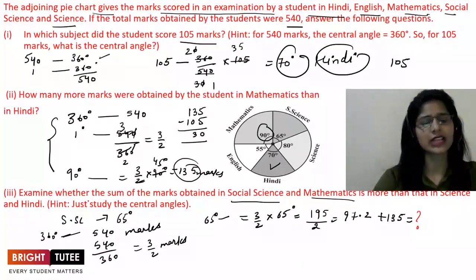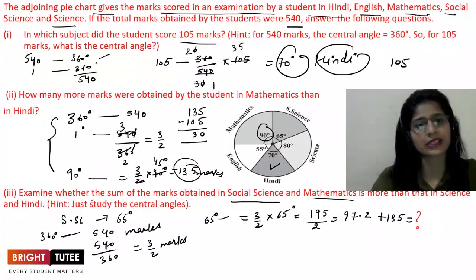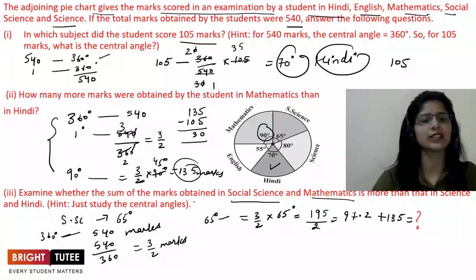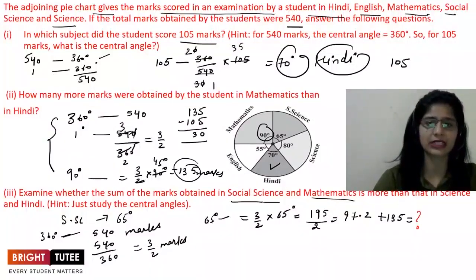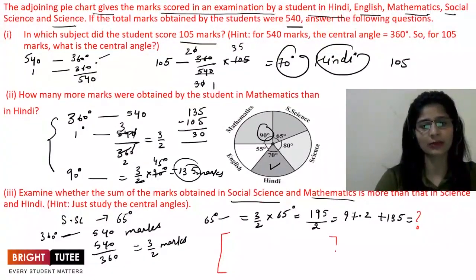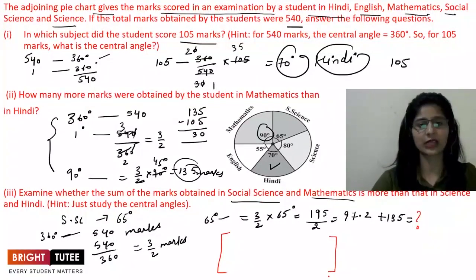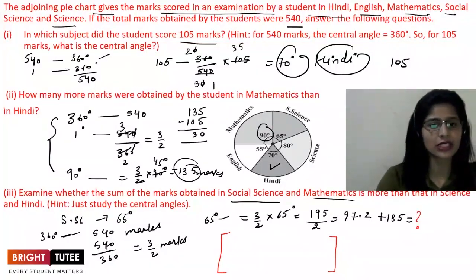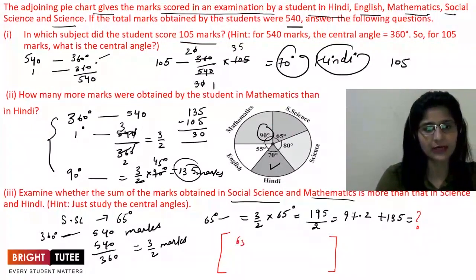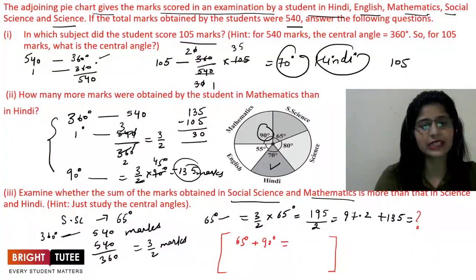So they're just asking, they're not asking how many more marks, right? They're just asking, examine whether the sum of marks obtained in this and this subject, that means social science and mathematics. So what we can do is we can just find out the percentage. So I'm telling you another method. The first one is calculating the marks, adding them and comparing it. The second one is, just say for social science the angle is 65 degrees and for mathematics it is 90 degrees, right? Let us add them. So we'll get 5 and then 9 and 6 we have. So 9 and 6 is 15.